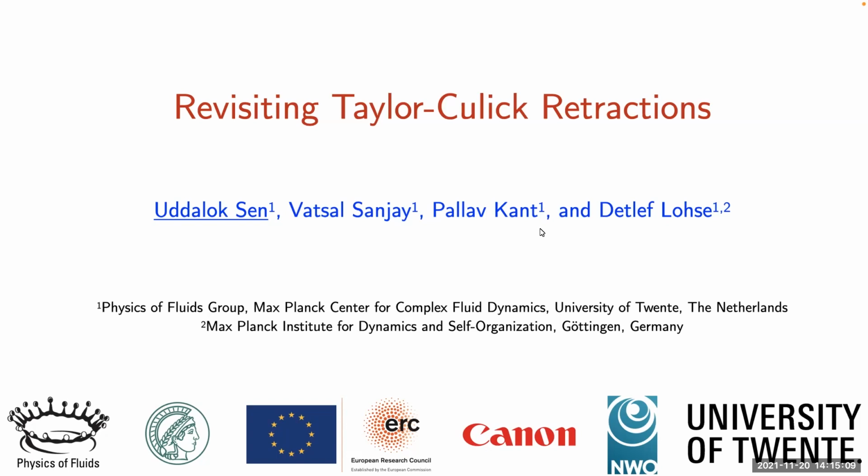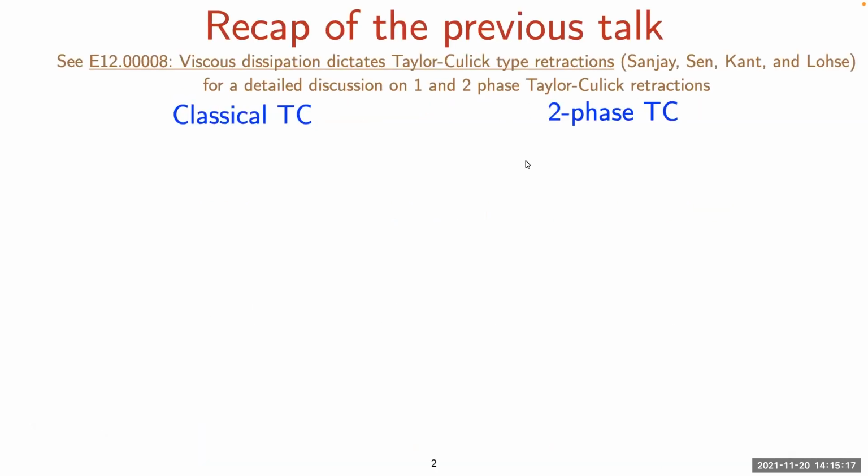A quick recap of the previous talk, if you were not there. We studied the viscous dissipation in classical and two-phase Taylor-Culick retractions. So the classical Taylor-Culick system is defined as this. We have a water film retracting in air from left to right, where the density and the viscosity of the surrounding medium is not that important.